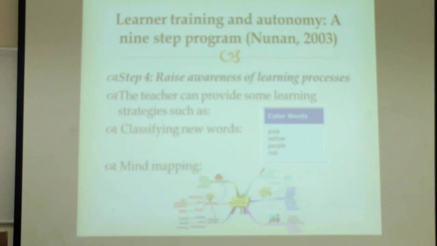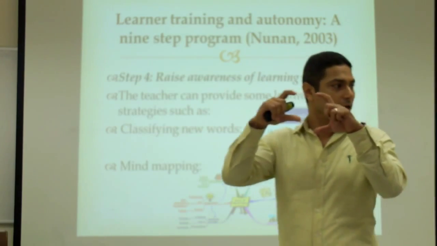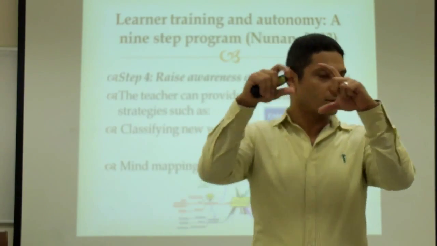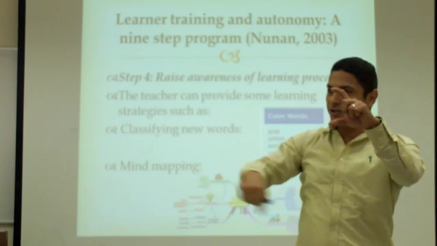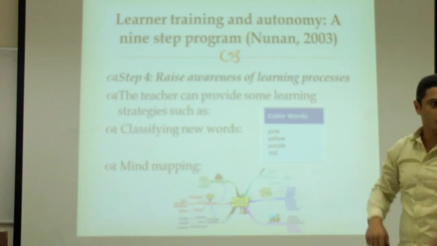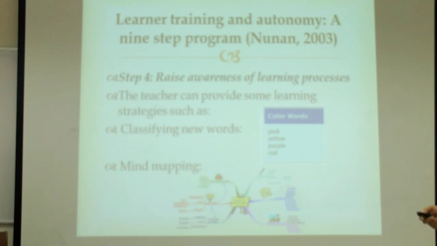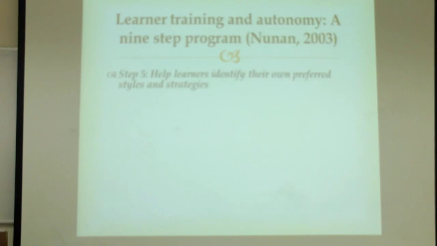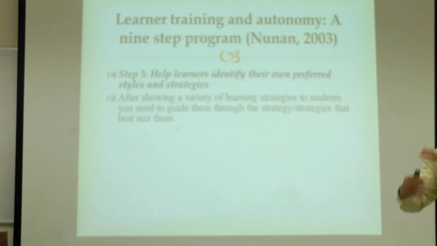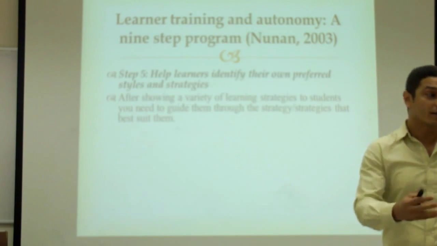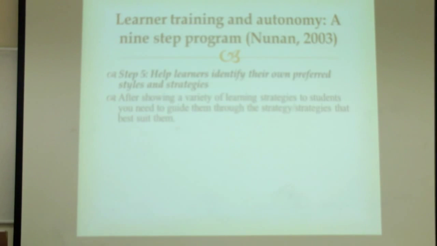Like sometimes we have things like this in the course book. Do you remember the unit where you need to describe food, and there's the word food in the middle, and there are so many adjectives around it that you can use to describe the word food or people? Okay, yes. Help learners identify their own preferred style and strategies. After your students have already been exposed to different learning strategies, let them choose which one they like better, which one would serve their purpose better. Okay, so you need to guide them through the strategies that best suit them.